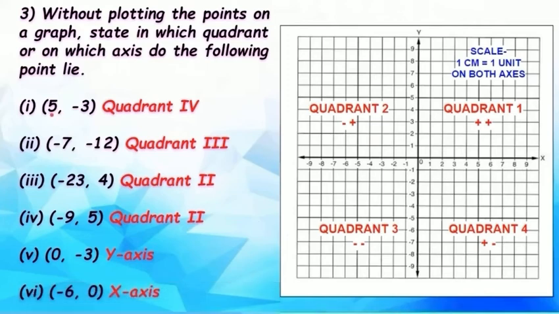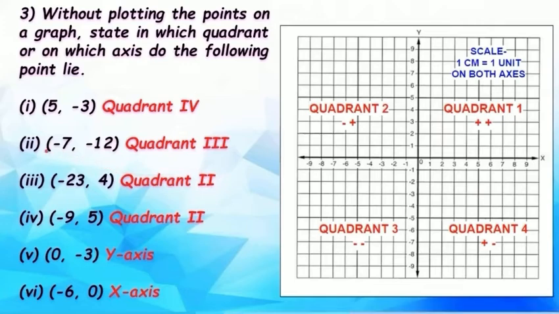So the first point given to us is (5, -3). We know that if a point has x coordinate as a positive value and y coordinate as a negative value, it lies in the fourth quadrant. So if you observe here, 5 is here and -3 is here. We have not been told to plot the point, but if you draw an imaginary line here and here, the location of this point will be here. And if you see the cursor, it lies in the fourth quadrant. So this point (5, -3) lies in the fourth quadrant.